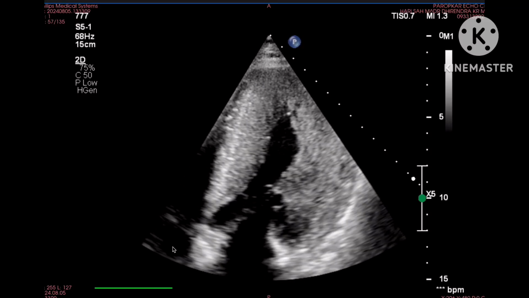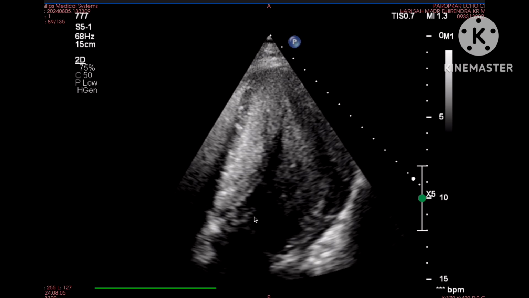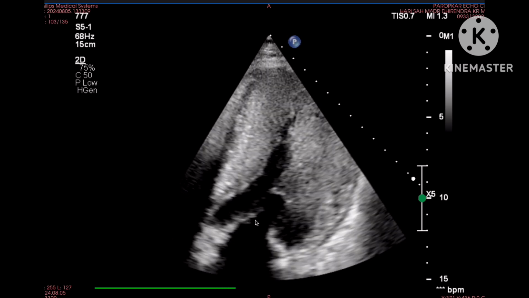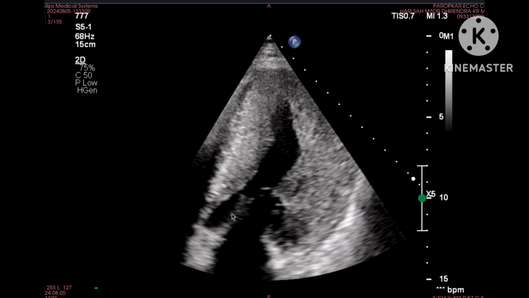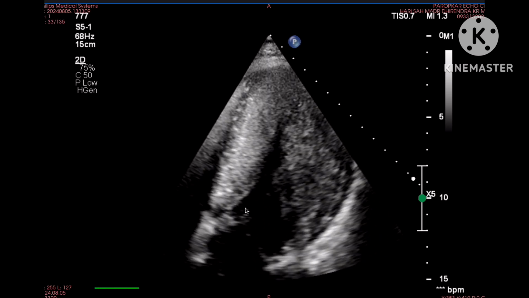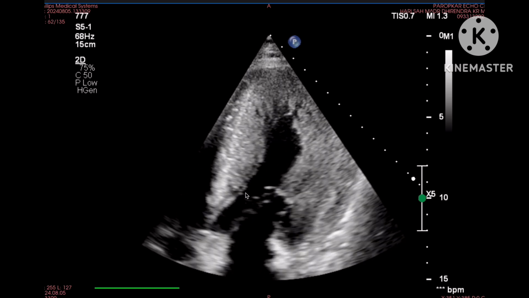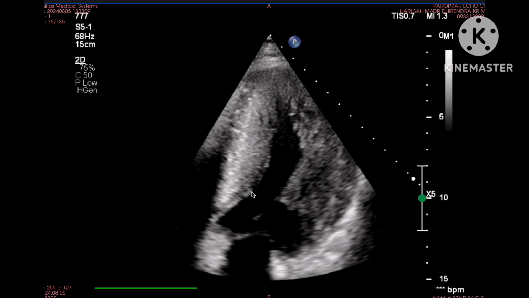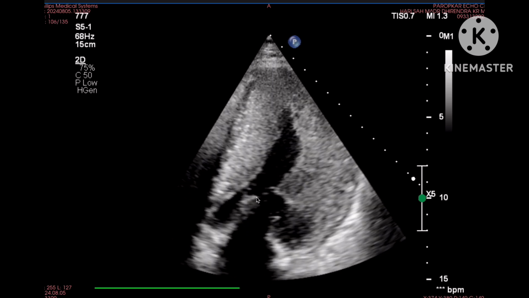Obstructive cardiomyopathy. In this image, what you can see, this mitral valve after closing moves towards the interventricular septum. Mainly this anterior mitral leaflet, you can see this anterior mitral leaflet is moving towards the interventricular septum during the systole, obstructing the flow towards the aorta.